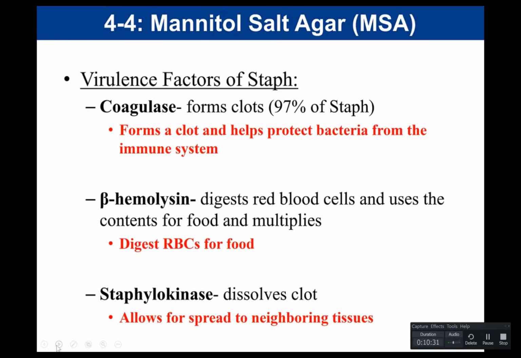So when resources become scarce within that blood clot, they're going to break down that blood clot, and when it breaks down, it's going to allow the bacteria to disseminate and spread to other tissues, and then the bacteria can go back to forming coagulase and form a clot and hide out from the immune system. And so you want to have a general understanding of these virulence factors that staph can have.